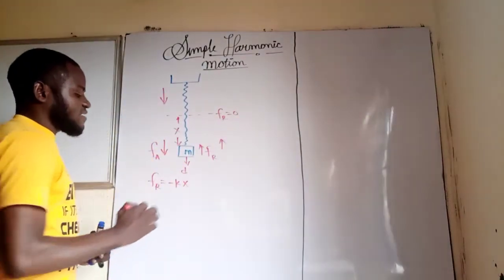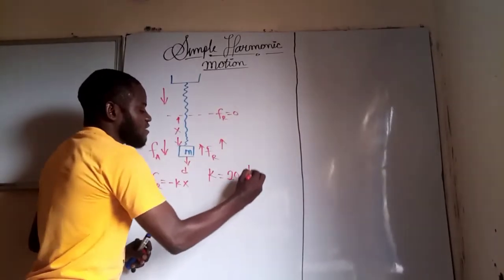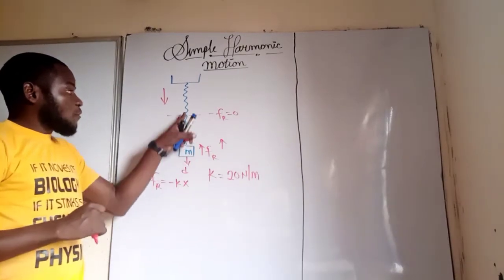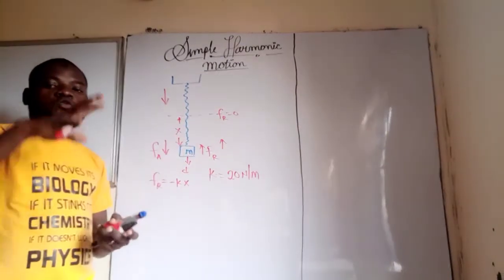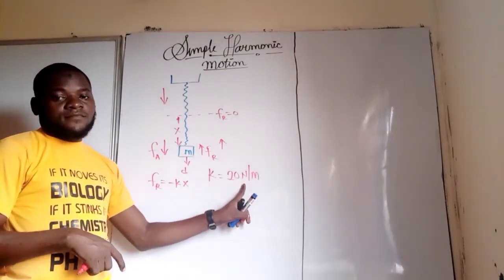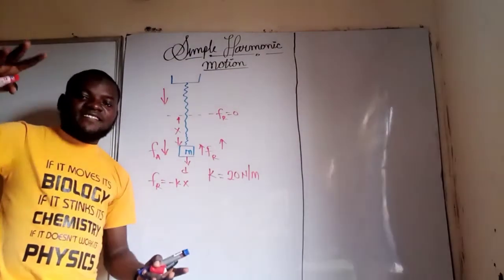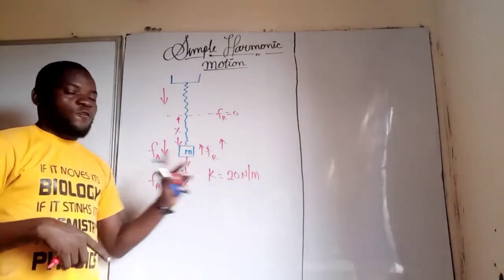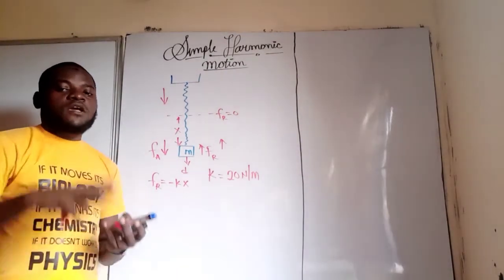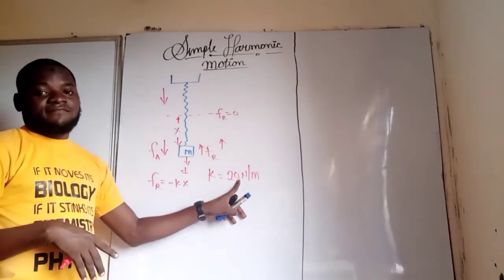Now, let's take for instance that k, which is the force constant, is 20 Newton per meter. What this simply means is that for us to stretch this particular string or to compress it by 1 meter, we need a force of 20 Newton. If you are to double the extension or the compression, you need a force of 40 Newton. That is, you also have to double this.